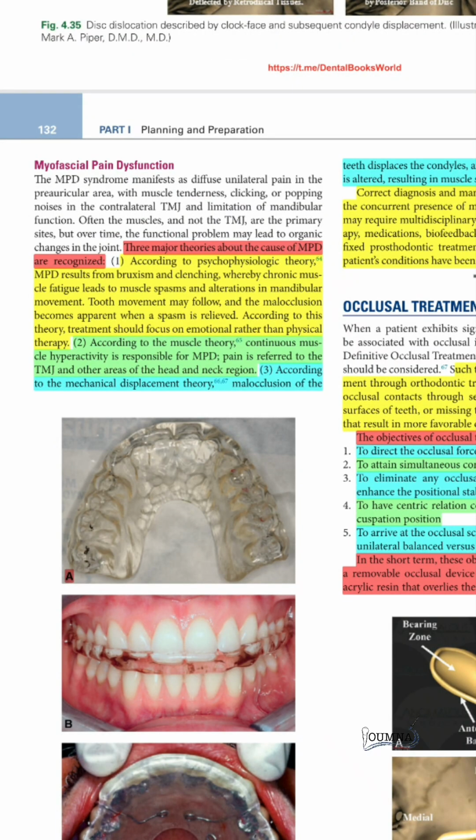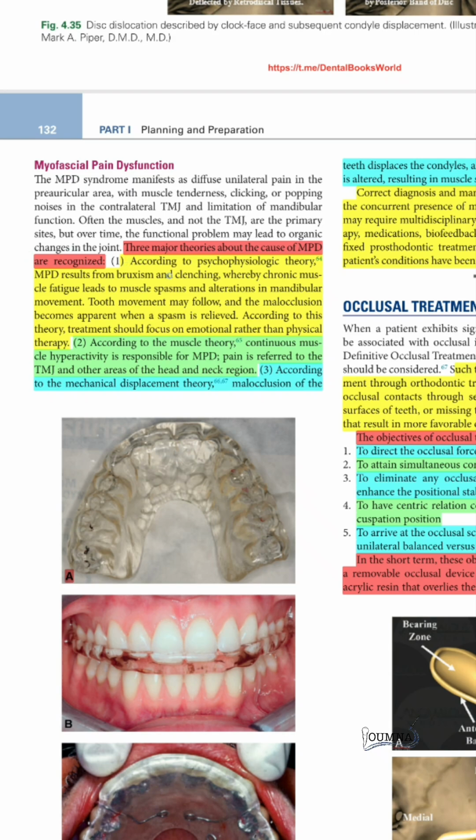We will talk about the myofascial pain dysfunction. It is a diffuse unilateral pain in the pre-auricular area with muscle tenderness, clicking or popping noises in the contralateral temporomandibular joint, and there is a limitation of mandibular function. Often the muscles are the cause and not the temporomandibular joint. But over time, the functional problem may lead to organic changes in the joint.